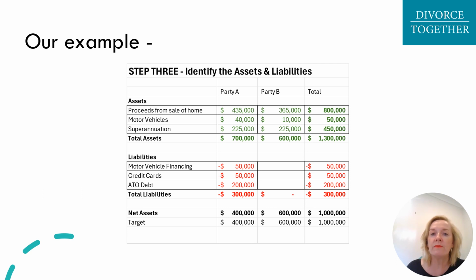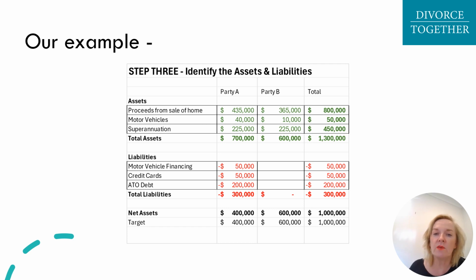Therefore, from the $1 million property pool, Party A will receive 40% and Party B will receive 60%. This results in Party A receiving property worth $400,000 and Party B $600,000.